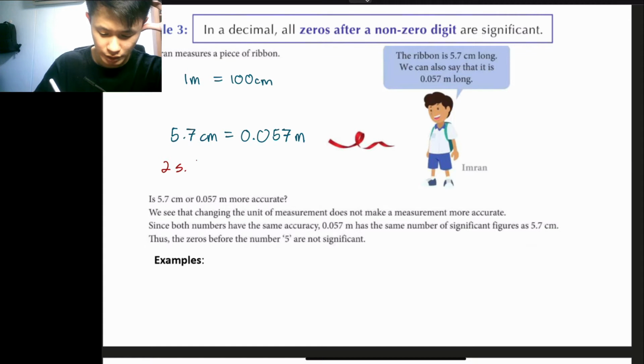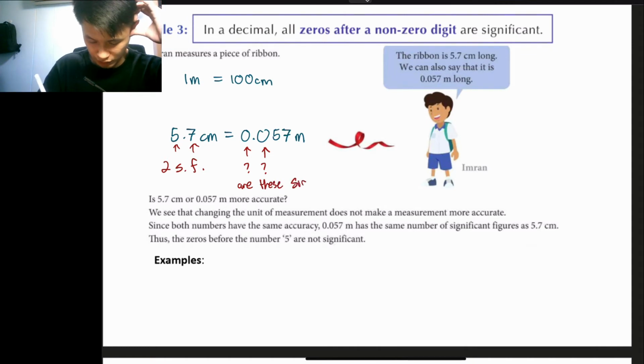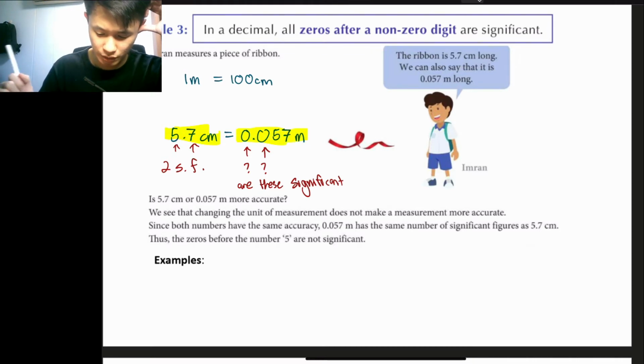A short form of writing significant figures is SF. So 1, 2. Then what about this? Do I say that these and these are significant? Not exactly, right? Since 5.7 is equal to 0.057, in this case there are 2 significant figures. Hence only these are significant, so I will consider this as the first significant figure and the second significant figure.